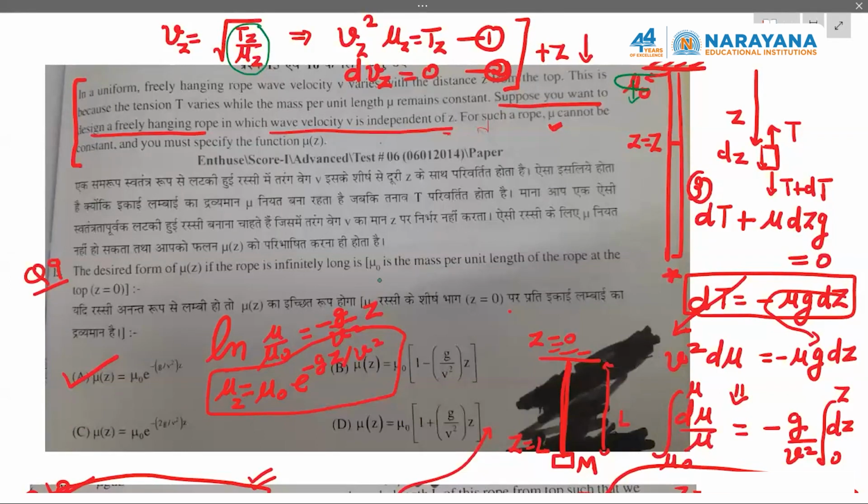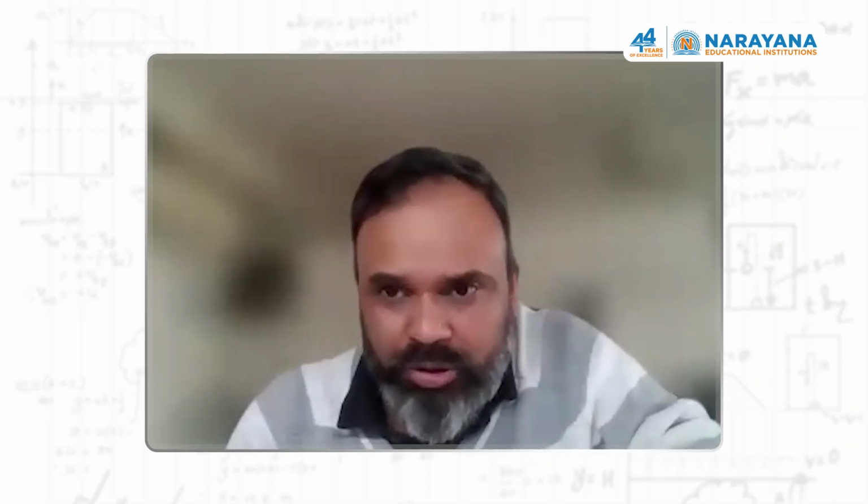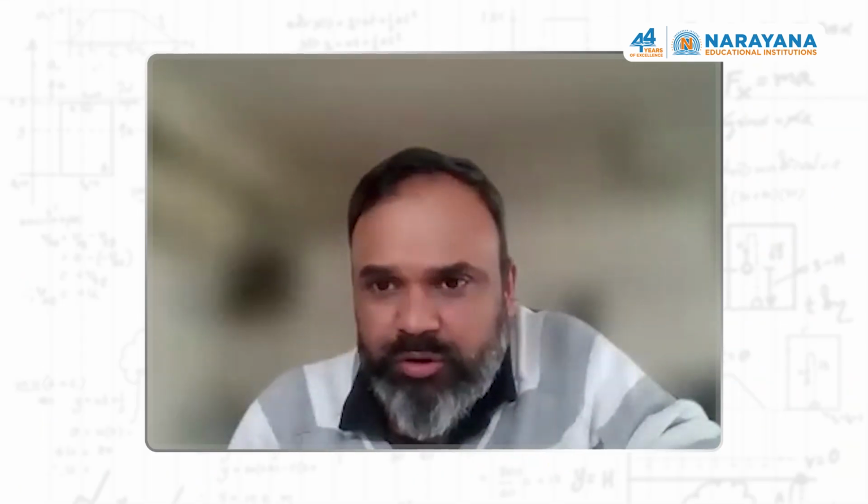So we thought that T upon mu should remain a constant. So I just wrote it as v square mu is equal to T. And I knew how tension is going to vary. Tension will change because of the weight.